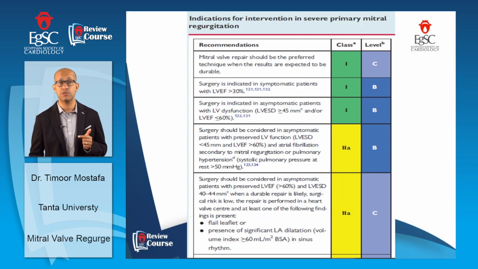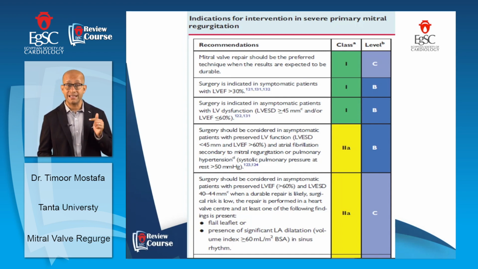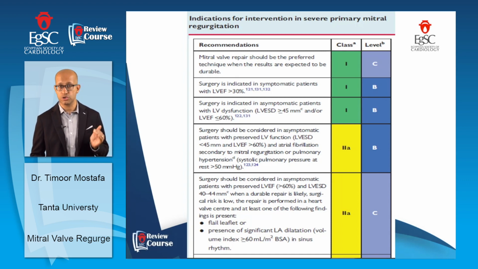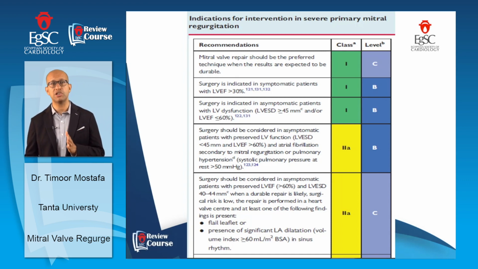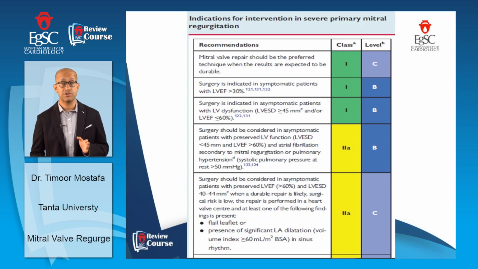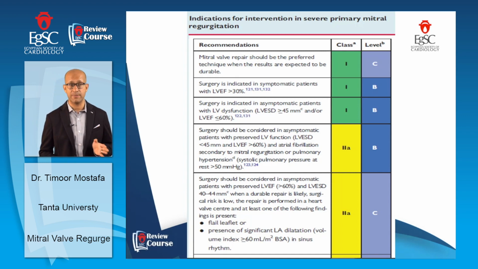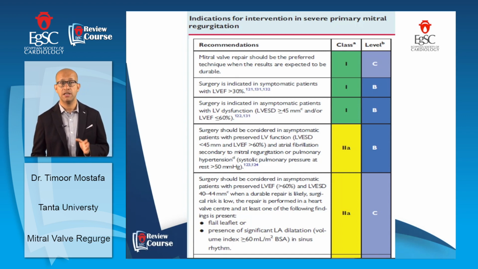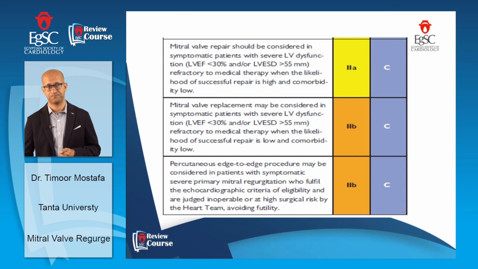Surgery should be considered in asymptomatic patients with preserved left ventricular function, ejection fraction more than 60 and systolic dimension less than 45, and atrial fibrillation secondary to mitral regurg or systolic pulmonary artery pressure more than 50. Surgery should also be considered in asymptomatic patients with preserved left ventricular ejection fraction when a durable repair is likely, surgical risk is low, so repair is performed in a heart valve center, and at least one of the findings is present: flail leaflet or a significant left atrial dilatation with sinus rhythm.